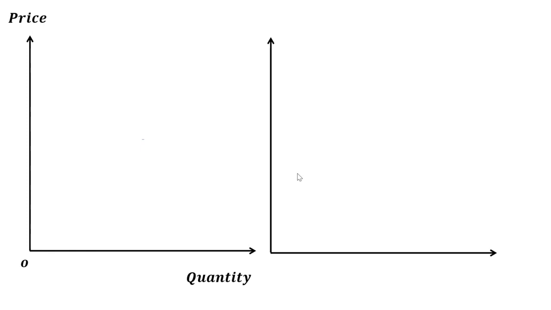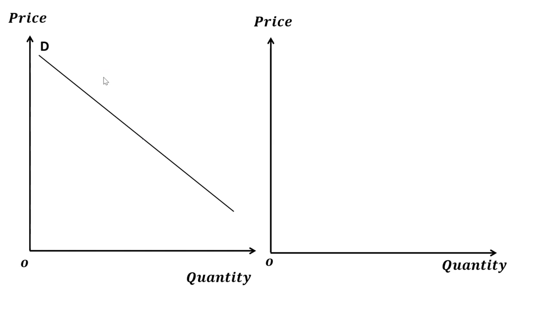Let's draw the individual firm again. Again, you can see the vertical axis and the horizontal axis. Zero is the point of origin. The price is the name of this axis, and the horizontal axis is quantity. Now let's look at the market. We will start with the market.